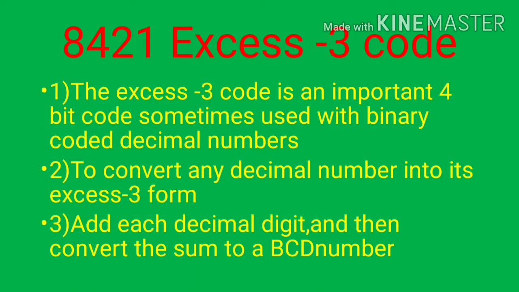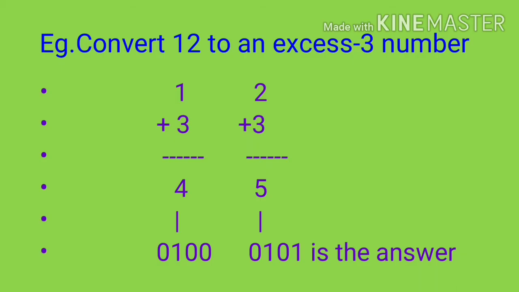XS3 code. First point, the XS3 code is an important 4-bit code sometimes used with binary coded decimal numbers. Second point, to convert any decimal number into its XS3 form, third point, add 3 to each decimal digit and then convert the sum to a binary coded decimal number.